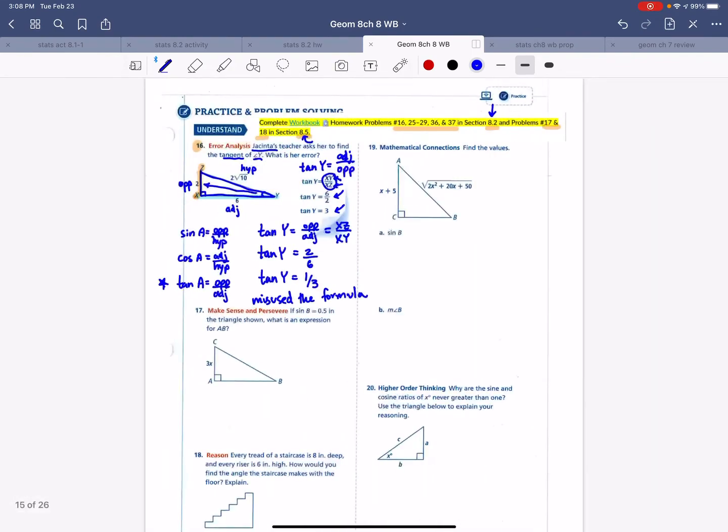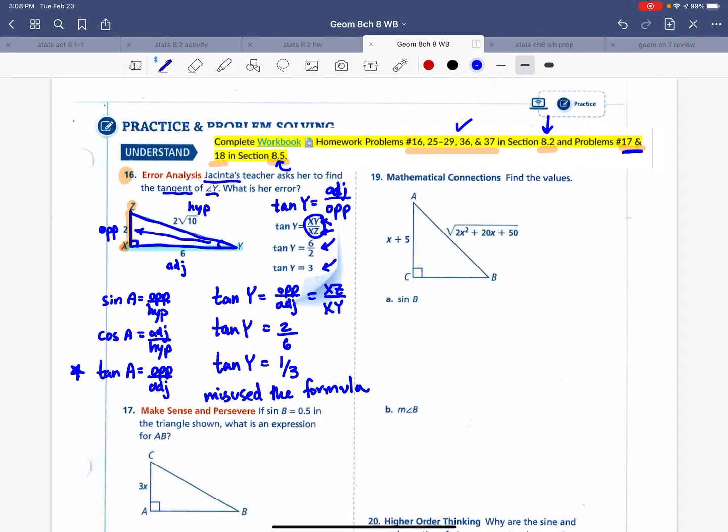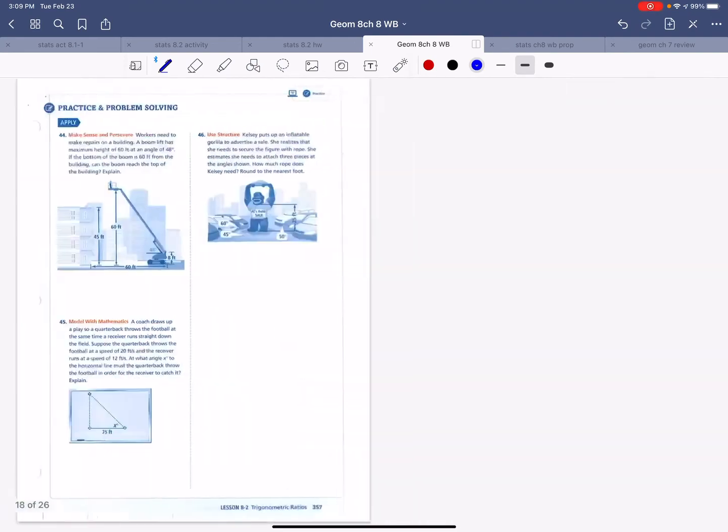Cool. Okay, so we have all our homework done in this section. Now we're just going to go to 17 and 18. So let's scoot through here.